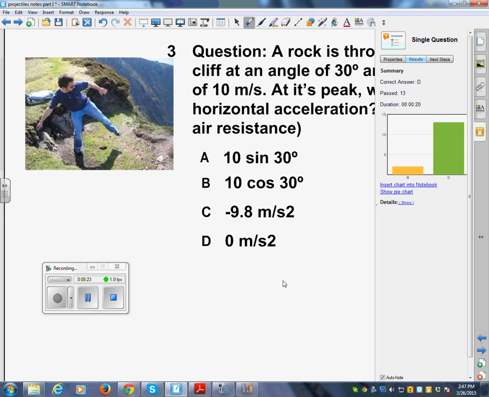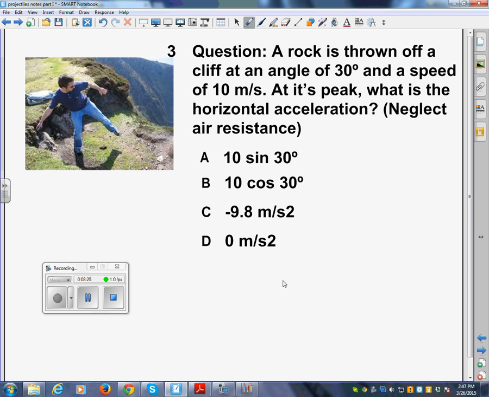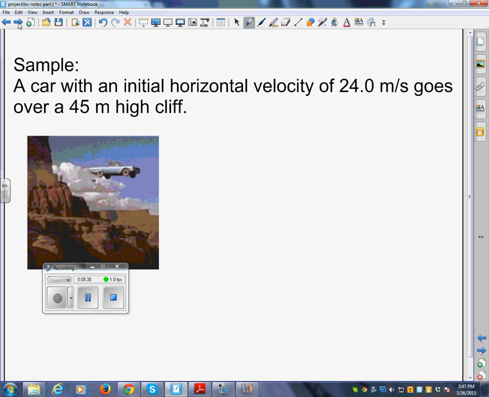Correct answer is D. Why is it D? Because it's not accelerating. Horizontal acceleration is always 0. It doesn't change. Have I been saying the same thing over and over again?